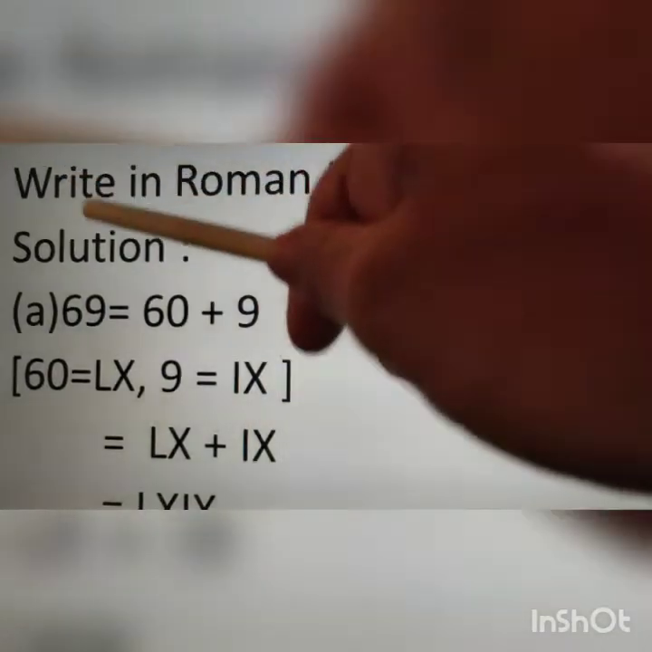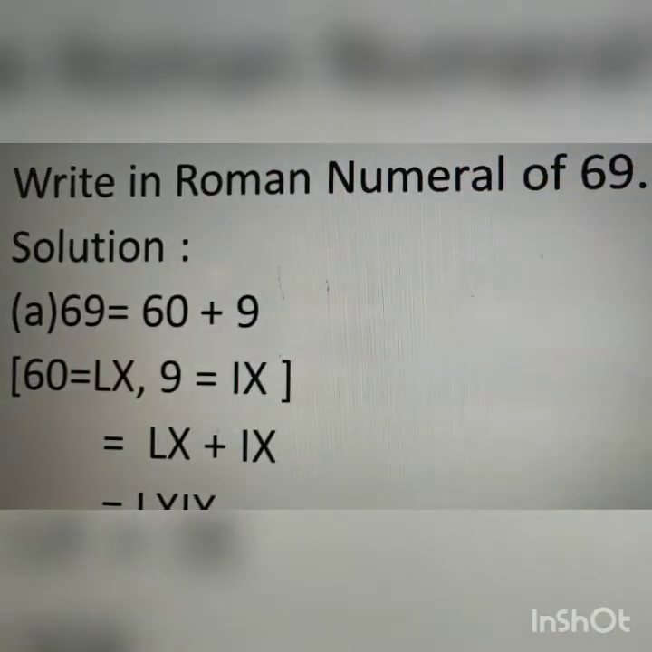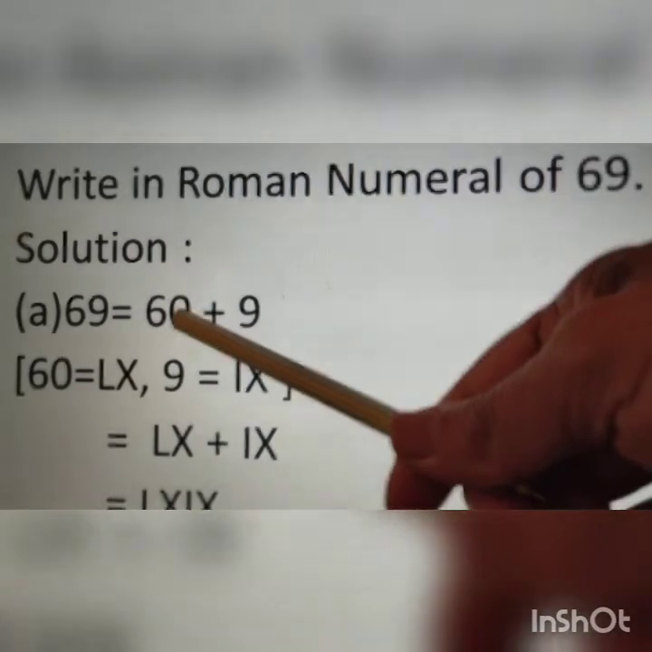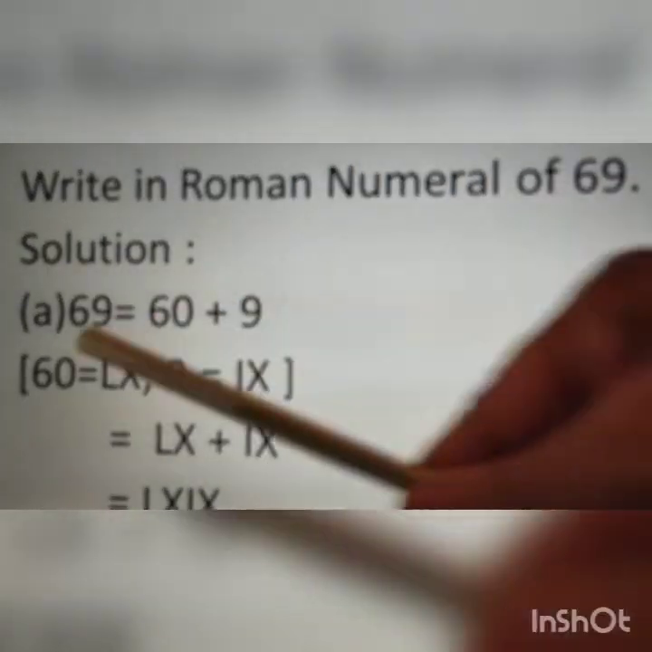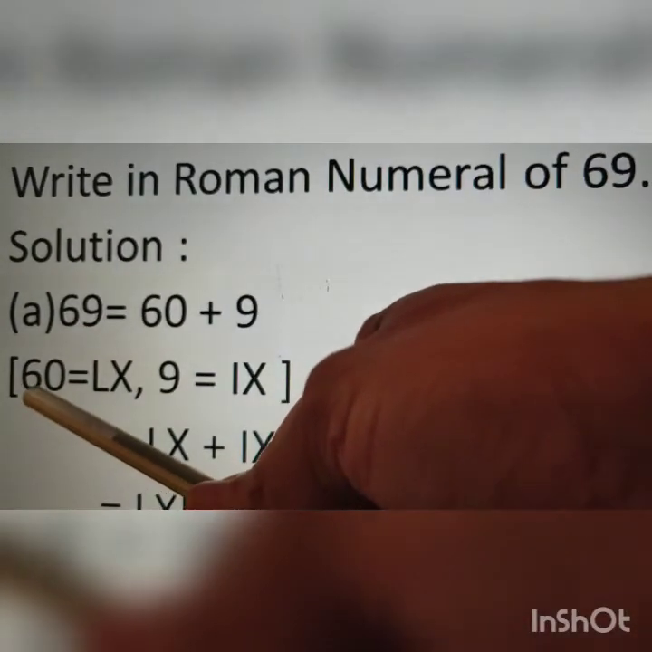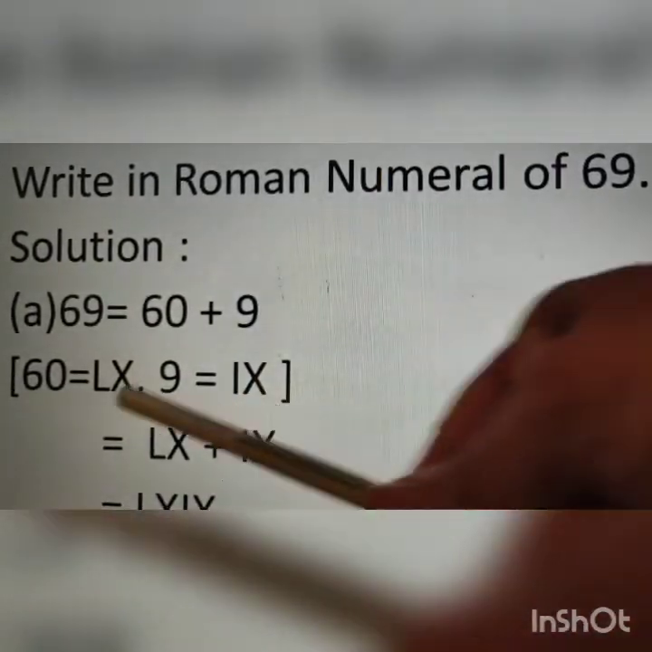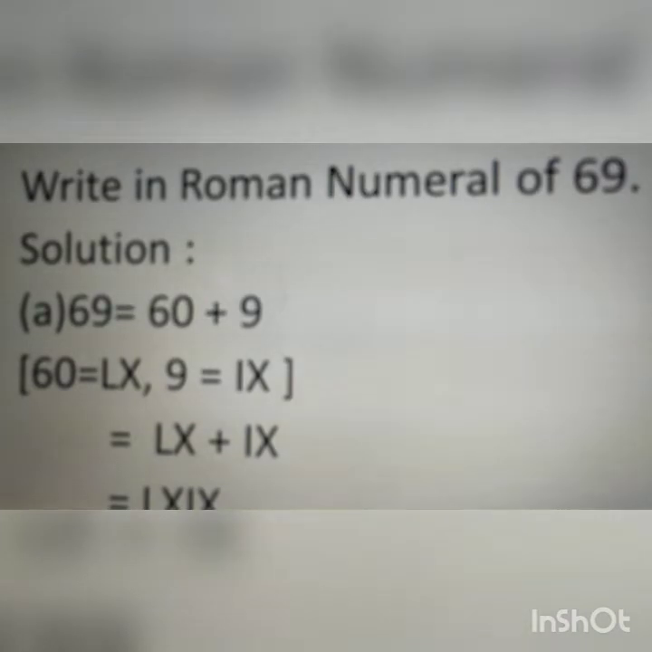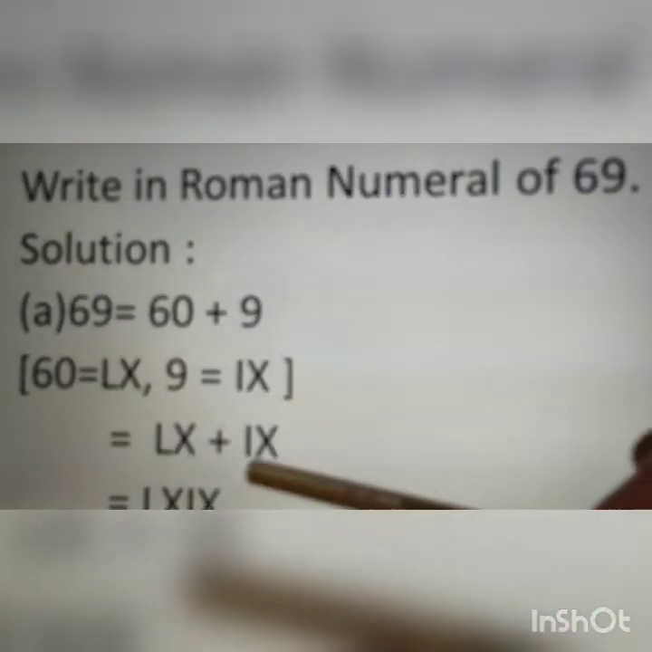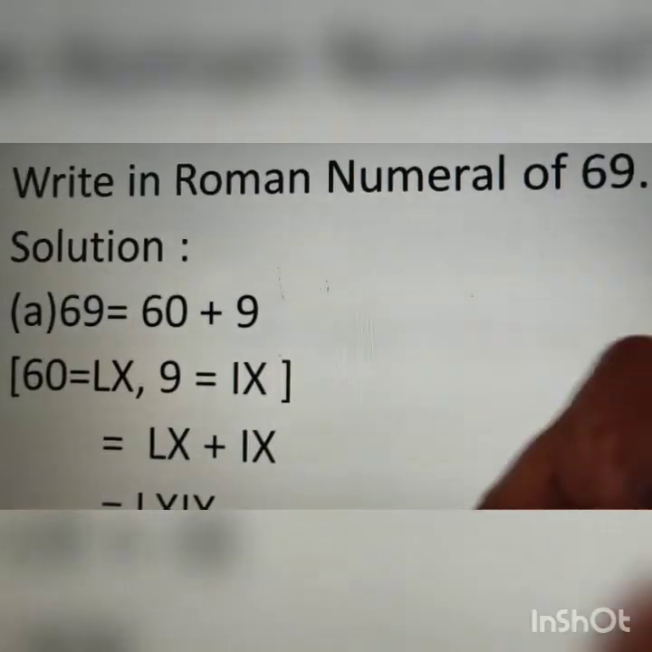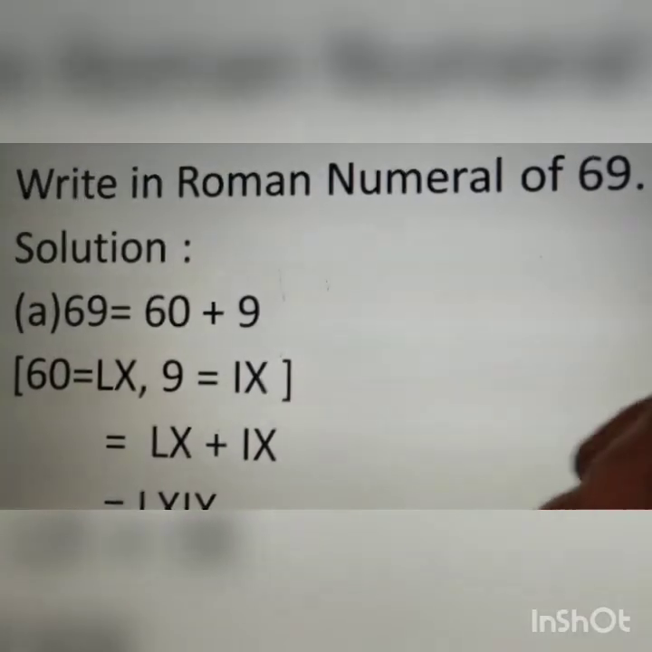Example: write the Roman numeral of 69. We know 69 is equal to 60 plus 9. From the table we know 60 is equal to LX and 9 is equal to IX in Roman numerals. So together we can write LXIX. This is the Roman numeral of 69.